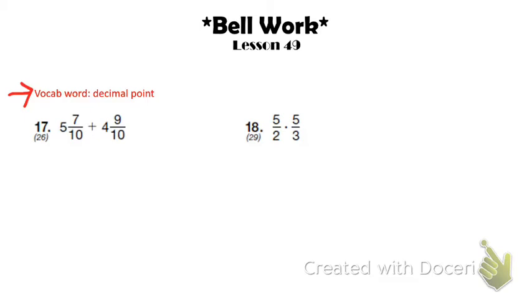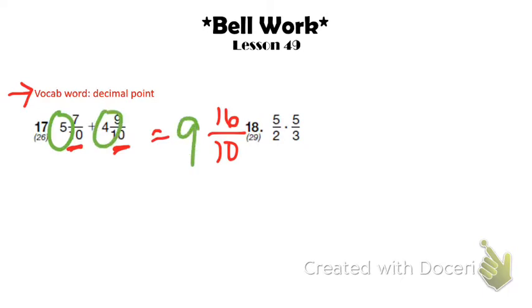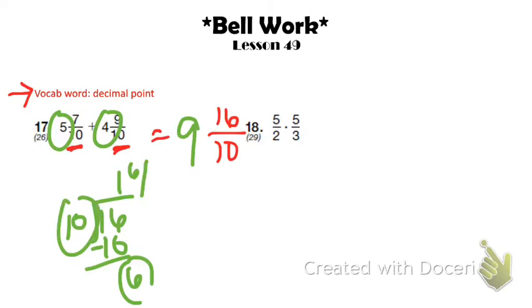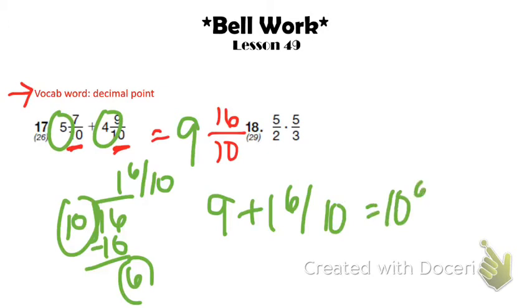Okay, number 17, we're adding 5 and 7 tenths plus 4 and 9 tenths. Whenever we're adding mixed numbers, we always start with a fraction. So if we add 7 tenths plus 9 tenths, we should get 16 tenths. And then if we add our whole numbers, 5 plus 4, we should get 9. We know we can't leave it like that though. If we do 16 divided by 10, 10 goes into 16 one time, and then we have a remainder of 6 out of 10. So this is really 9 plus 1 and 6 tenths, which is 10 and 6 tenths, but we know we have to reduce that. We can reduce that by 2. So our final answer should be 10 and 3/5.